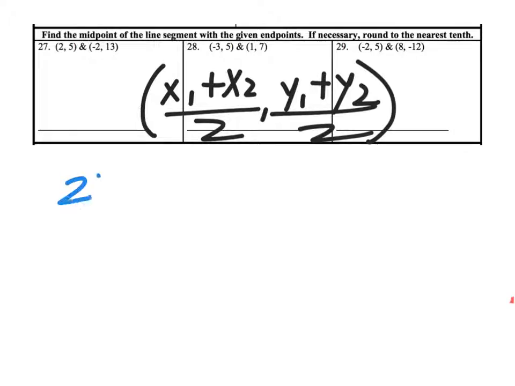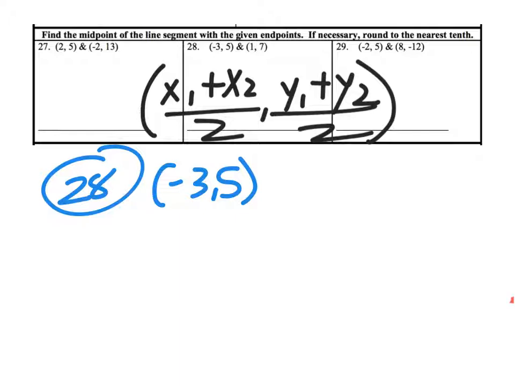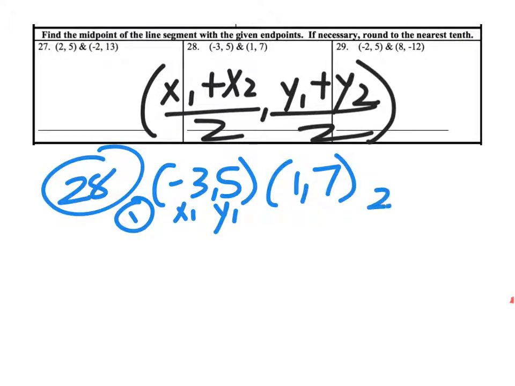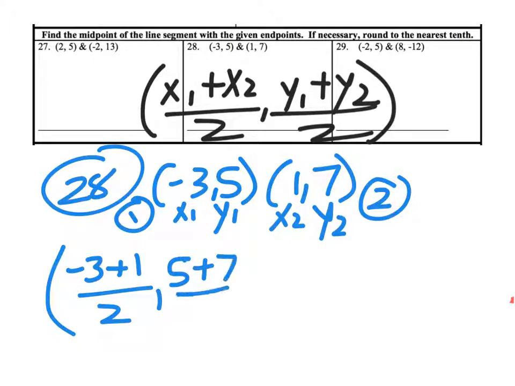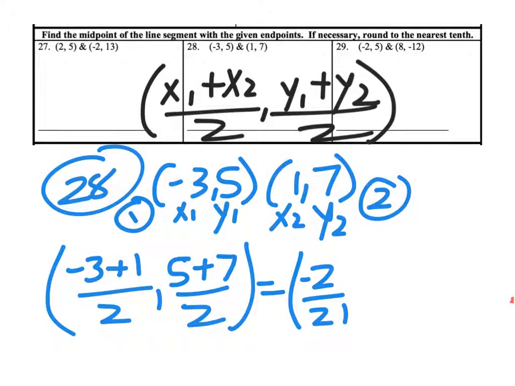I'll do that one in blue. For 28, my points are negative 3, 5, and 1, 7. Again, this is point 1, so we have x1, y1. Point 2 has x2 and y2. When I plug it into the equation, I have negative 3 plus 1 divided by 2 and 5 plus 7 divided by 2. If I simplify, negative 3 plus 1 is a negative 2 divided by 2. 5 plus 7 gives me 12 divided by 2.